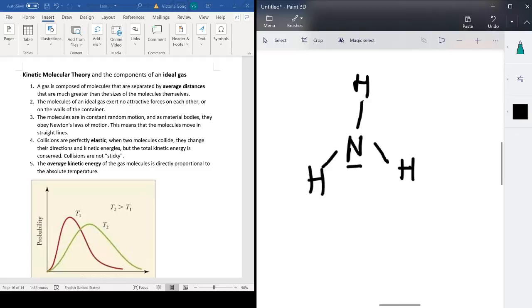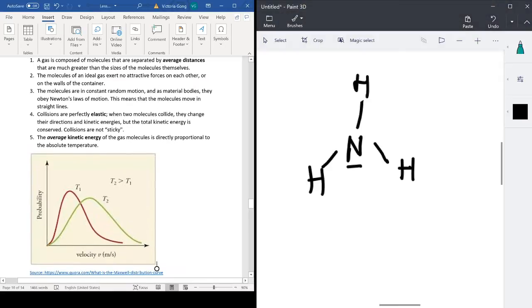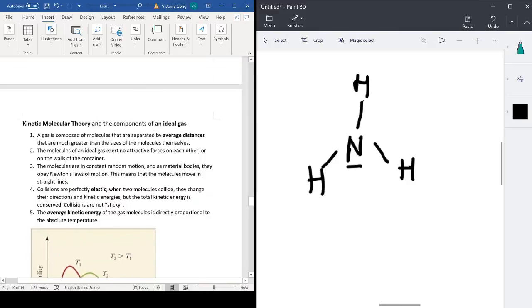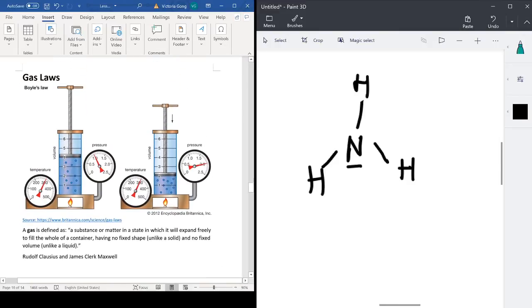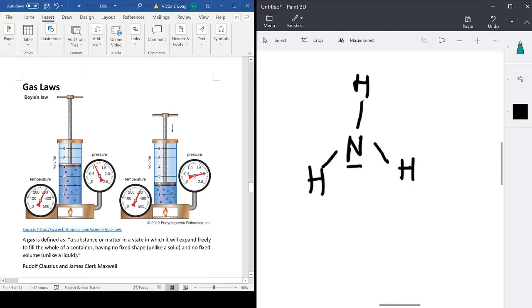So this is definitely not an ideal gas, because of its size and the forces that these molecules exert on each other. Okay, so let's go back to this diagram and talk a little bit about what some properties of gases are.